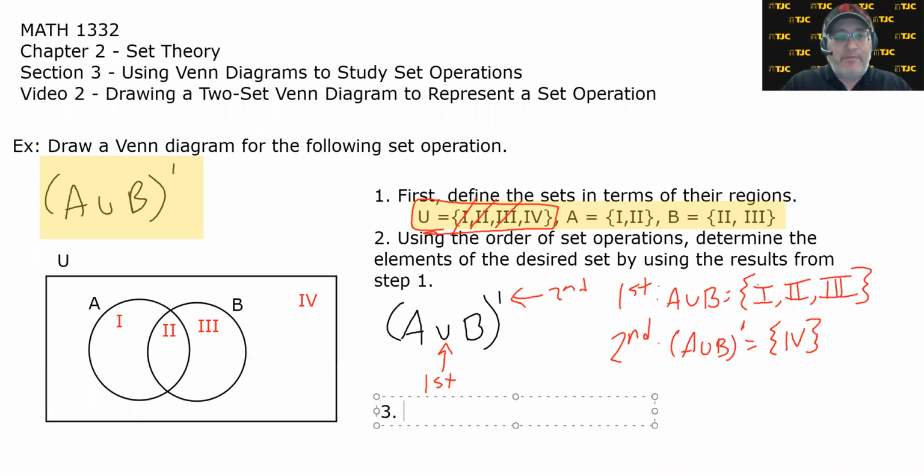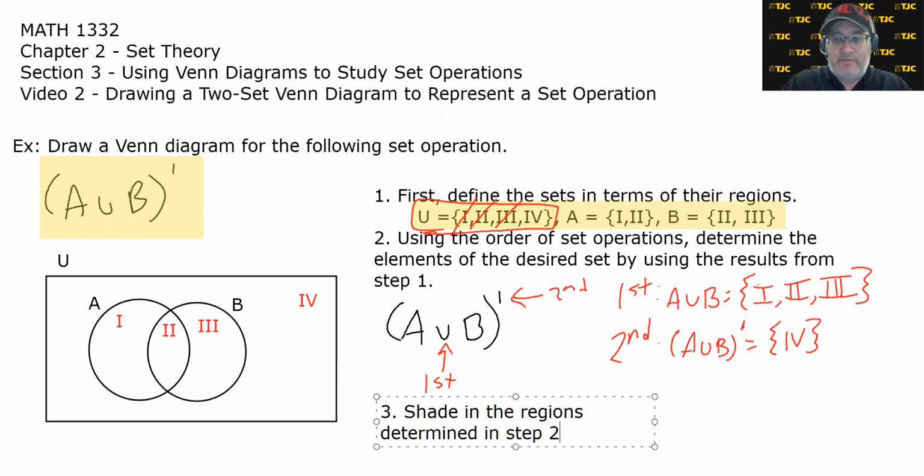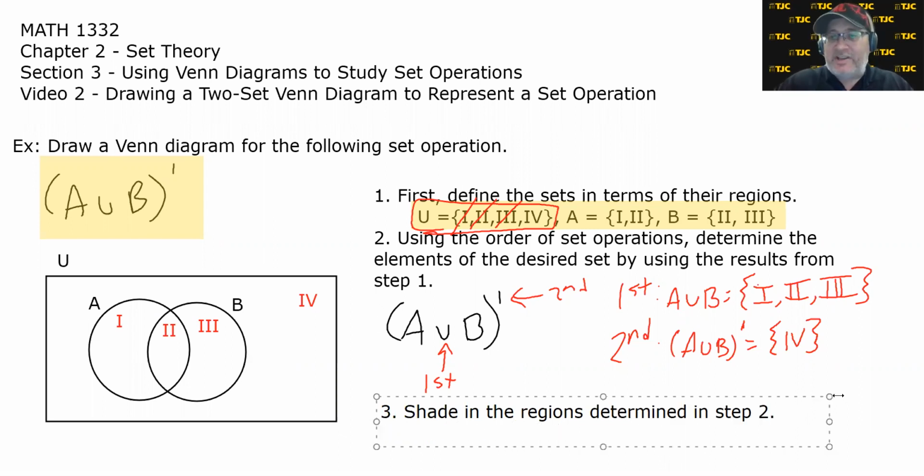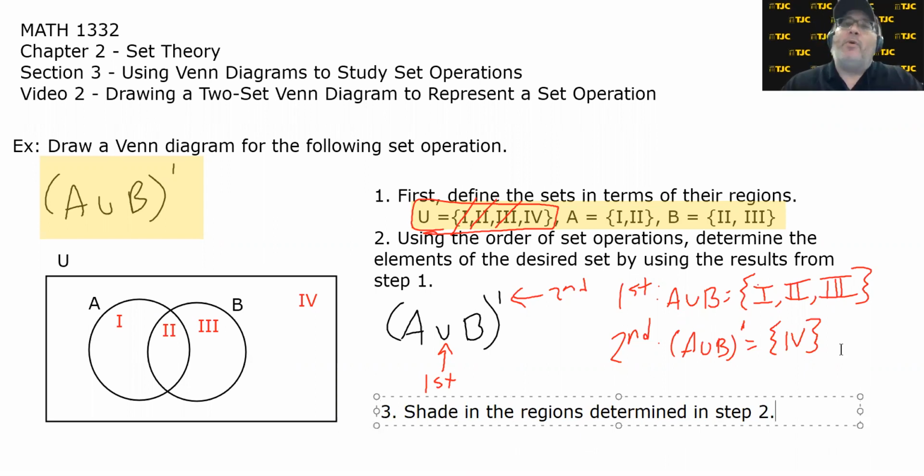Your third and final step is to shade in the regions determined in step 2. So basically, we're just doing the same type of problem we did before, but with specific elements for our sets, namely elements that represent regions. And at the end, it will tell us what regions to shade in. So the answer to the question, I think I just undid something. There we go. The answer to the question that we're looking for, which regions, draw a Venn diagram for the following set operation. And I'm not sure if I actually said this at the beginning, but what they're asking us to do is to shade in the appropriate regions.